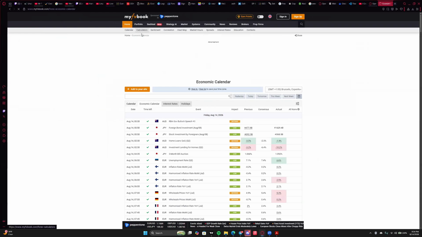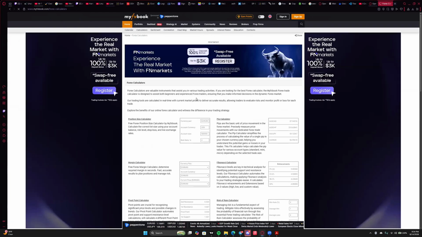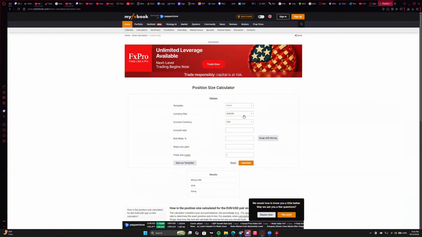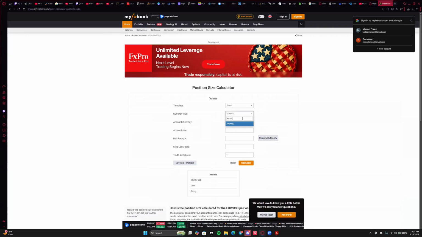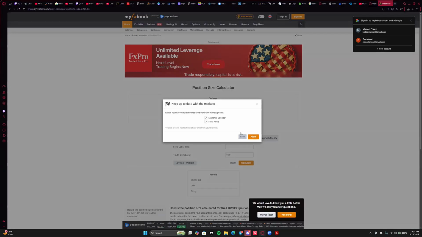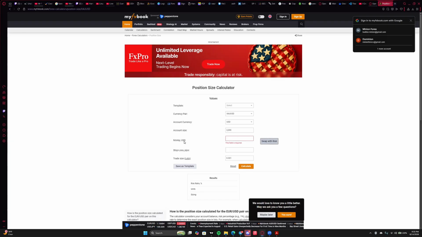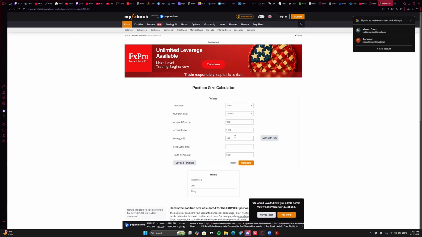So calculators. You come to calculator, you look for position size calculator. Then a similar thing too. Search for the currency pair XAU USD. Whatever account currency you are using to trade, mostly it's USD, so you always leave this at USD. The account size, let's say you have $2,000, then you want to risk 5%, or you can swap with money. If you click on swap with money to give you the USD value, you can just say $100.